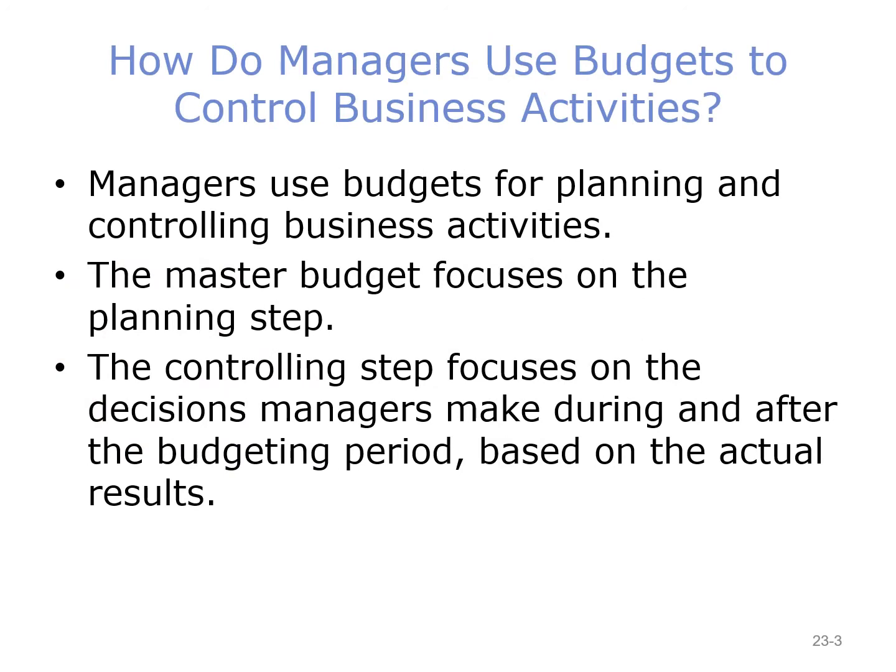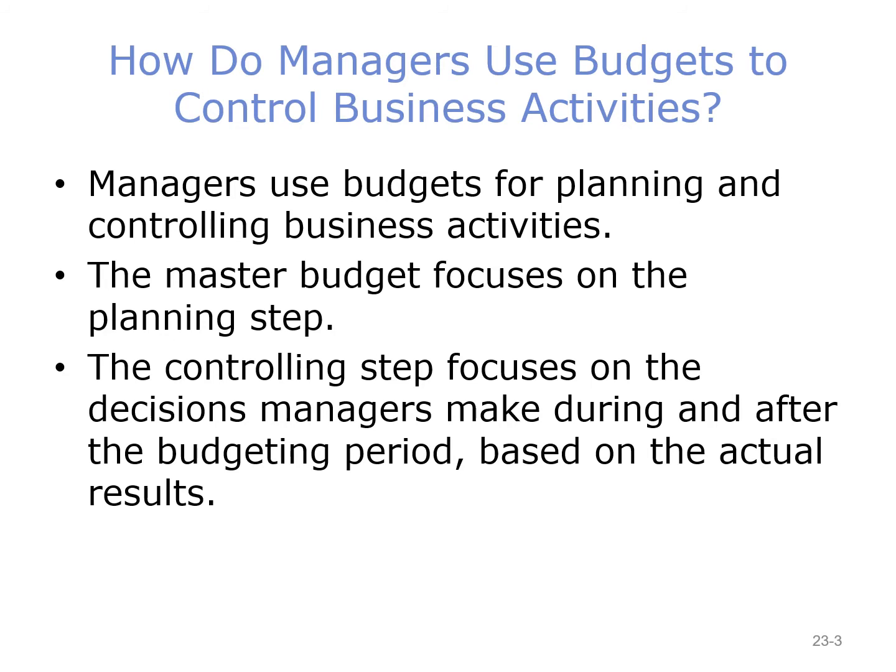First of all, we have to know what we mean by budget and how managers use budget to control the business activity. Managers use budget for planning and controlling business activity. Budgeting means we are forecasting specific numbers based on information that we have from the history of the company, and then we take a decision in the future based on the result of this budget. We have the master budget, which is what we covered in managerial accounting, and it was focusing on the planning step.